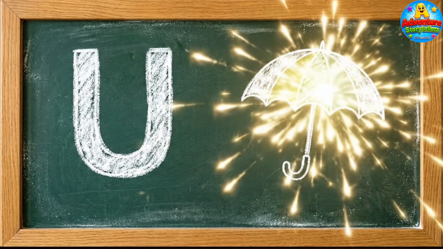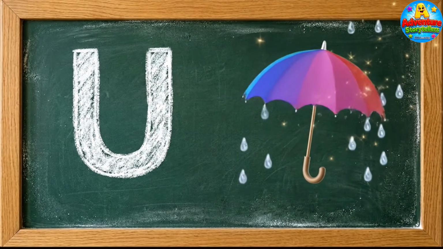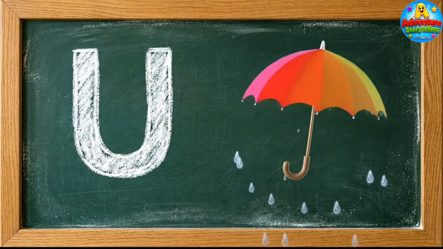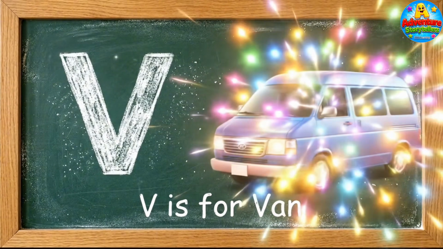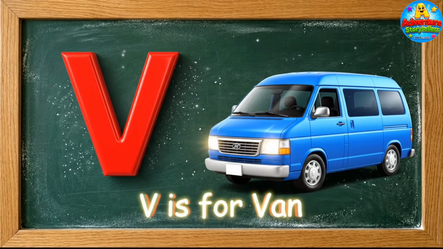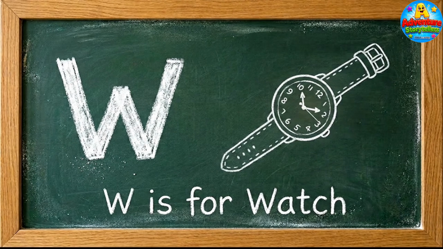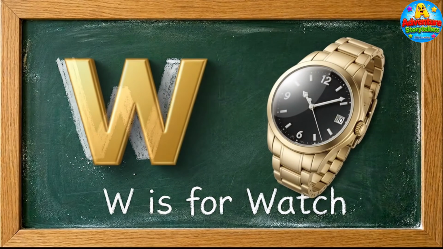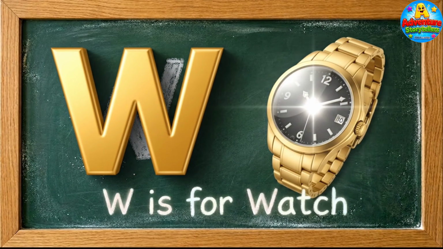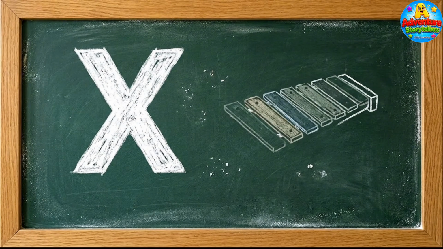U is for umbrella. U, umbrella. V is for van. V, van. W is for watch. W, watch.